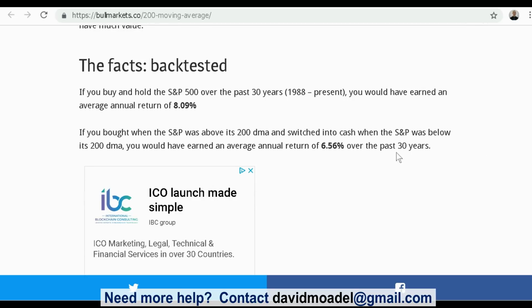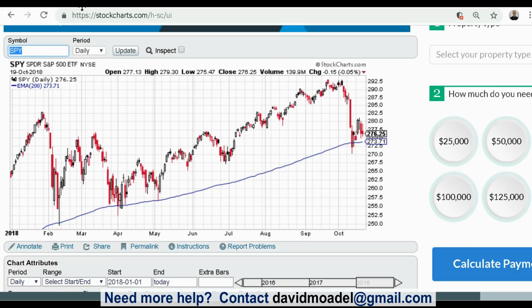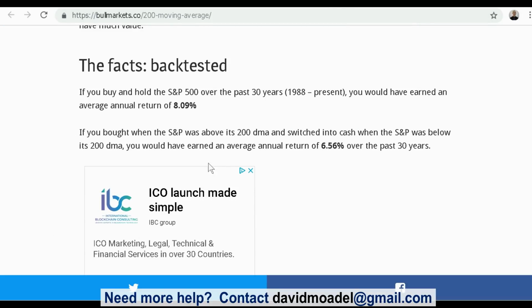Now, what if you used that strategy of buying when the S&P 500 broke above the 200-day moving average, and then you switched to cash, or sold whenever it broke below the 200-day moving average, and then bought back when it went above, and so on? You would have earned an average of around 6.5% over the past 30 years. So just doing nothing, just buying and holding, would have gotten you 8%. And SPY, by the way, has a dividend. So I don't know if that includes reinvesting the dividends. I imagine if you did, you would have made even more than 8%, possibly.